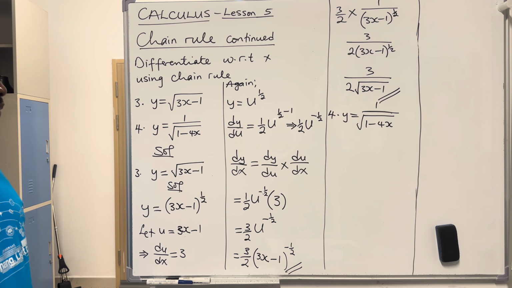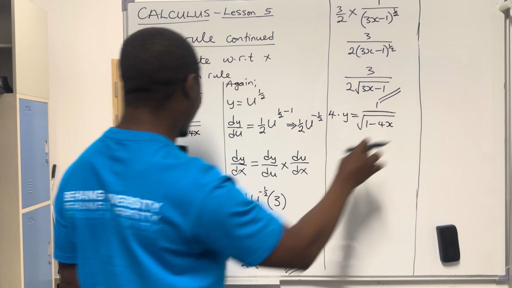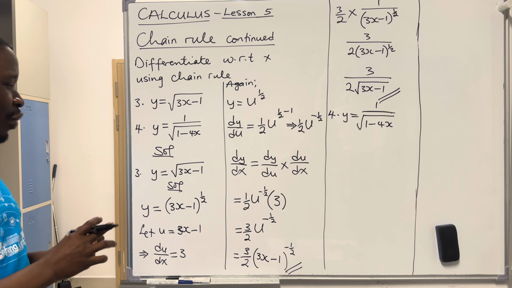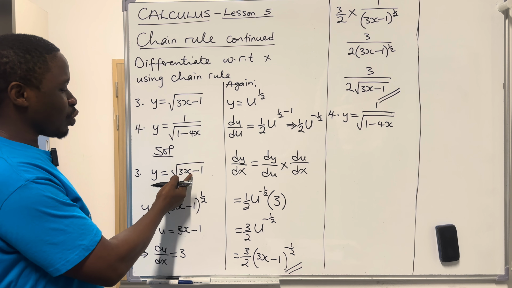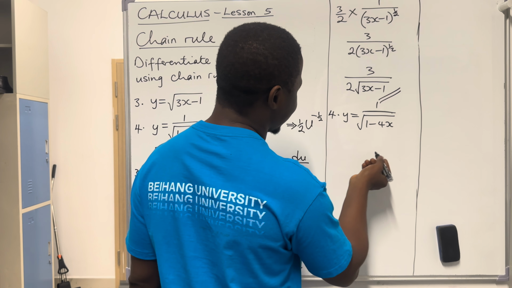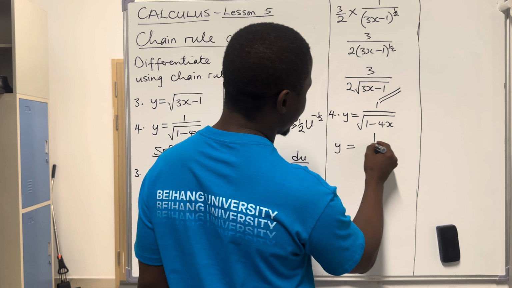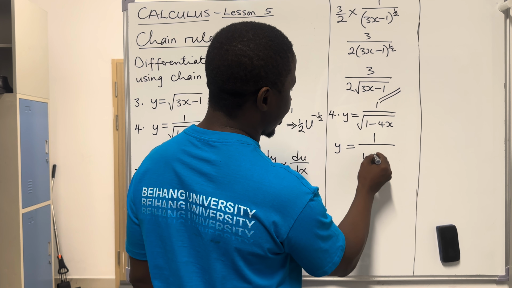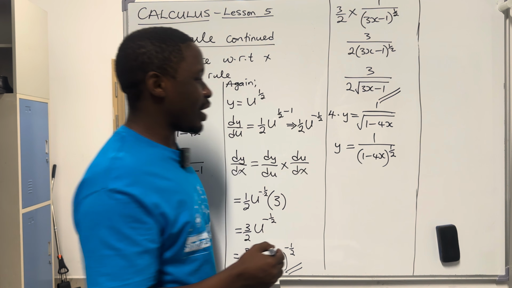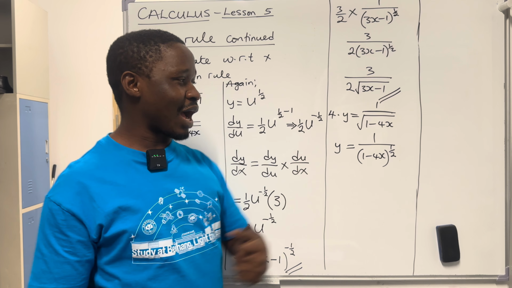Okay. Now, what do we do? Here, what did you say? We converted this one to this. It is also correct to say let u equal to what is in the root. All of them are just the same. So now we say y is equal to 1 over 1 minus 4x to the power of half. When a value is in the root, we take that value raised to the power half.